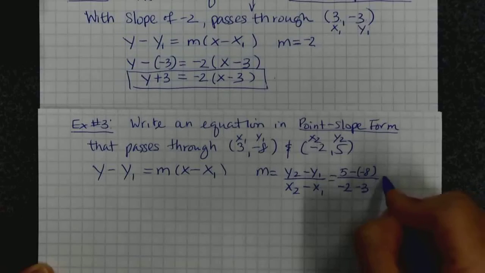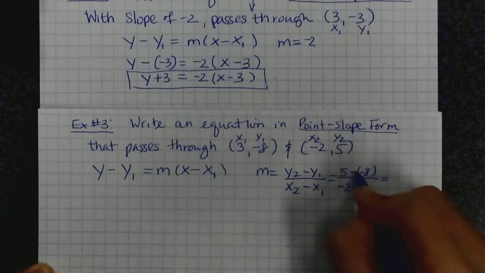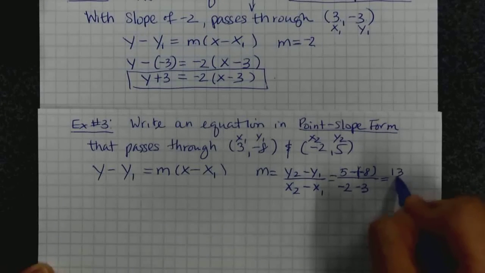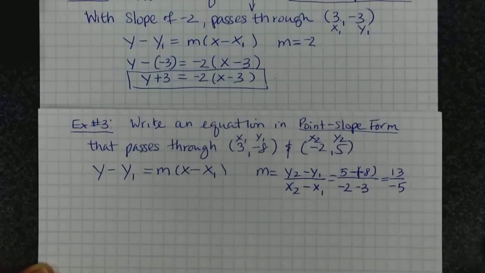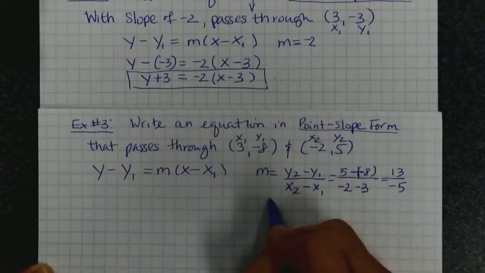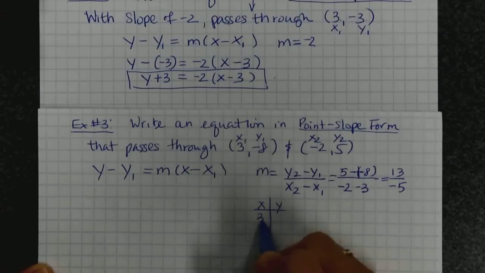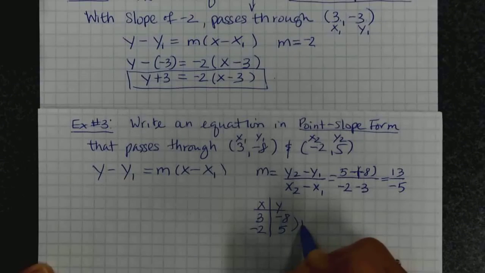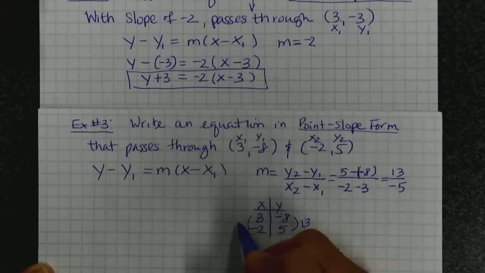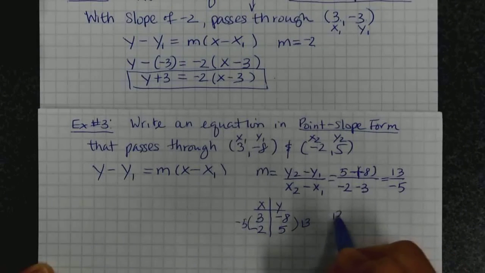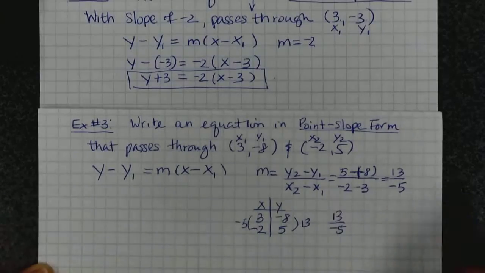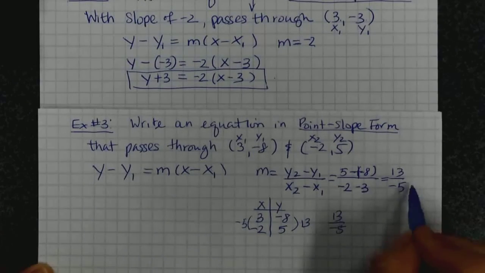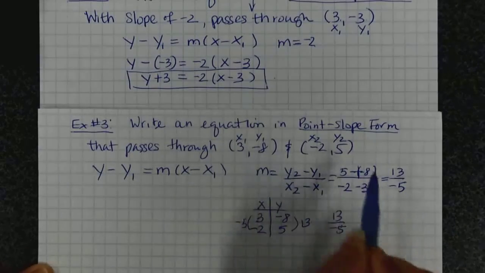So just plug it in. Then minus a negative makes it a plus. So this makes it 13 over -5. Or remember I told you we could find slope this way by listing our ordered pairs 3, -8 and -2, 5. This one we went up 13 and this one we went down 5. So slope is 13 over -5. It still works the same way. So now we have the slope and we have 2 points.